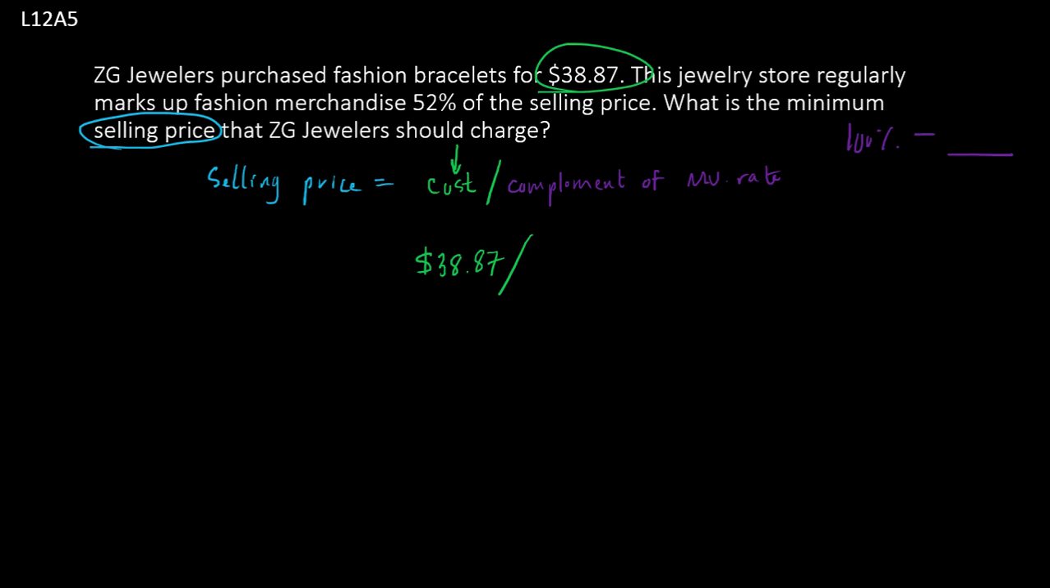The complement of the markup rate would be, 52 is my rate, so the complement of 52 is 48. So I write 0.48, remembering to convert to a decimal. That's all I need to do to set this equation. So I solve and I find that my selling price is $80.98. So the key is really just to remember what a complement is. Again, in this context, it's 100% minus the number at hand, and remembering to convert it to a decimal.